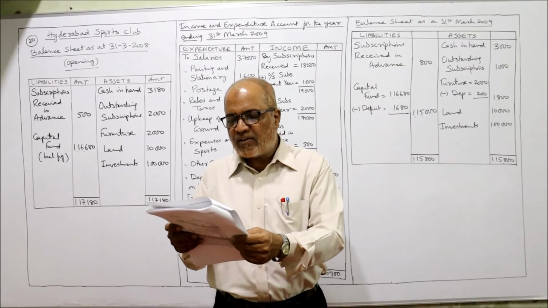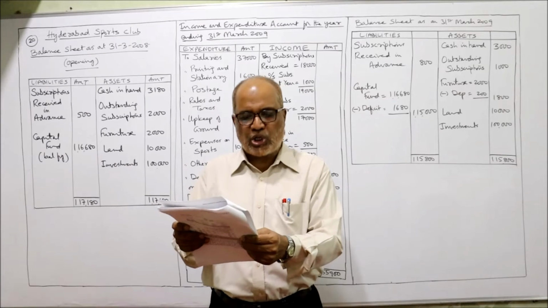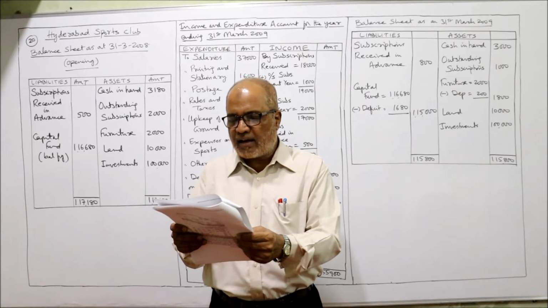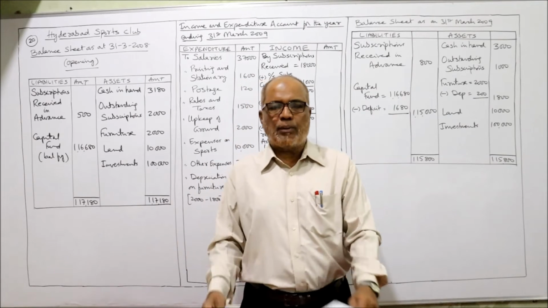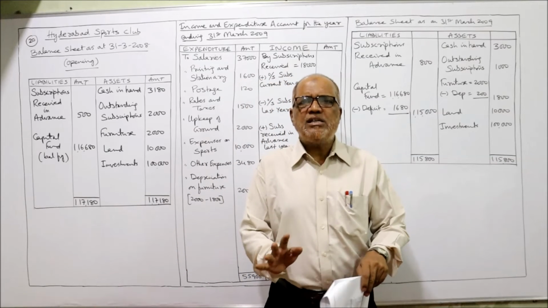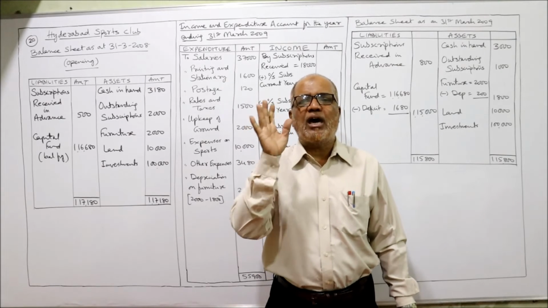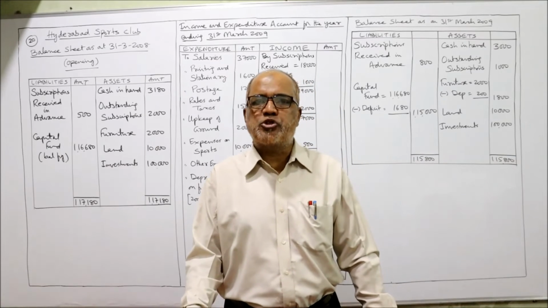Land value last year 10,000, current year 10,000, no change. Investment last year 1 lakh, current year 1 lakh, no change. Prepare income and expenditure account and balance sheet for the above period. Very easy problem. Only thing is you should be careful regarding subscription.